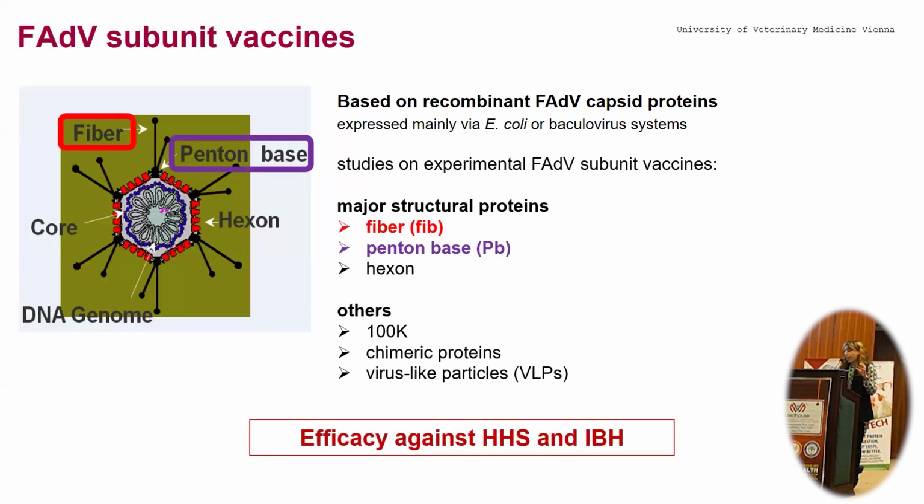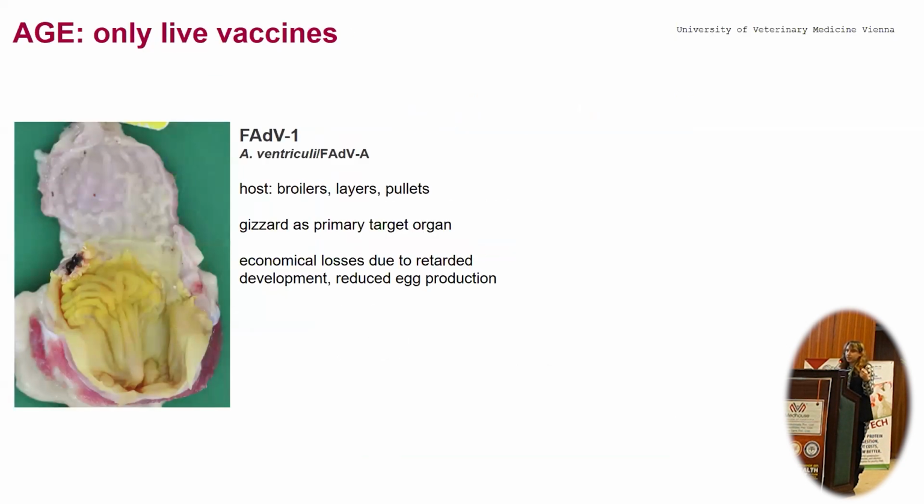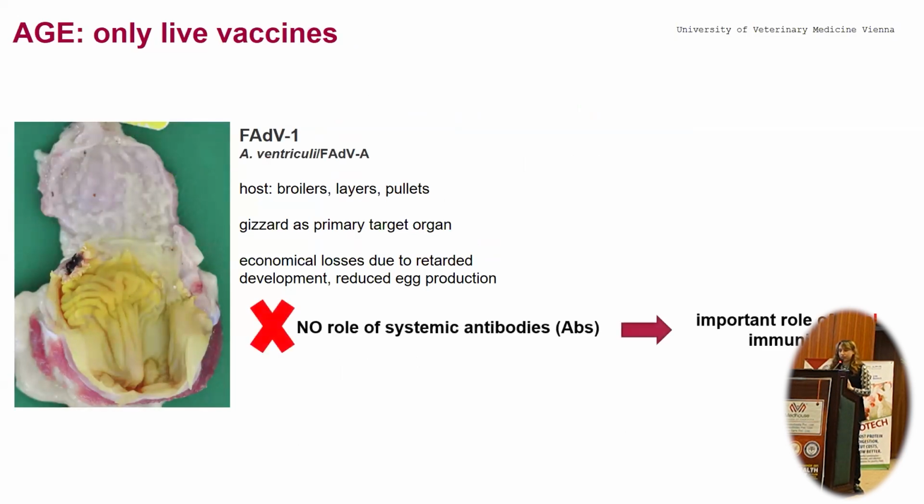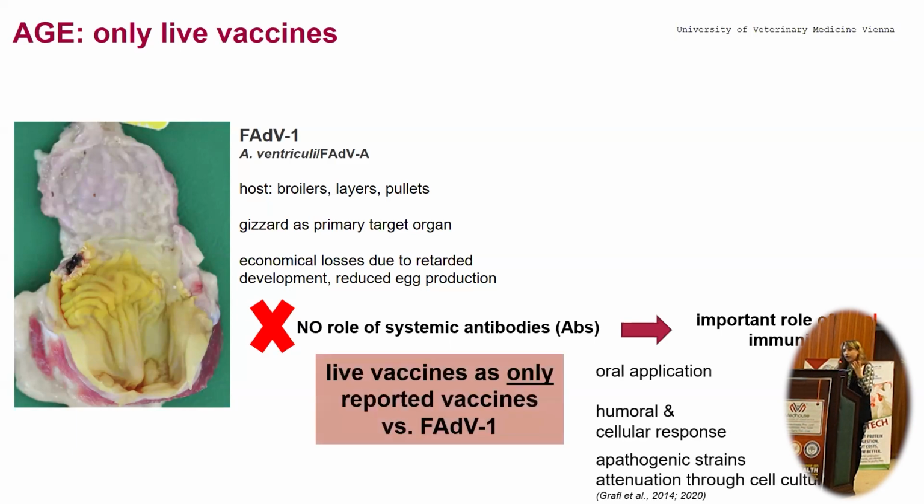What I want to stress is that this efficacy has been demonstrated against HHS and IVH. So we are not going to talk about adenoviral gizzard erosion. And the reason is that in this case, there is no role of systemic protection. And we know that because chicks that have maternal antibody against FAdV1 are not protected against the disease. So the reason is because this disease affects mostly the gastroenteric tract, and we need a local immunity. How to reach local immunity is to give oral vaccination. So in this case, only live vaccines have been reported at the moment through the administration of apathogenic or attenuated strains.